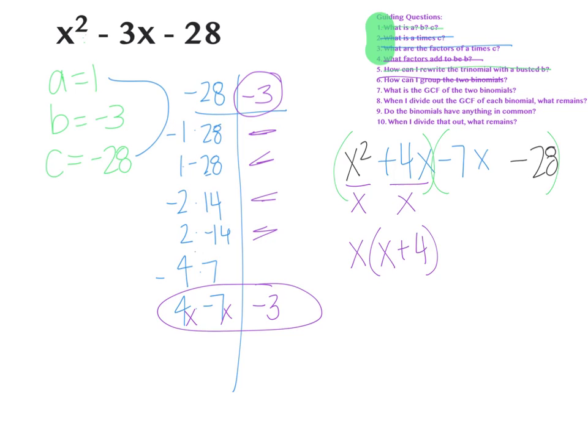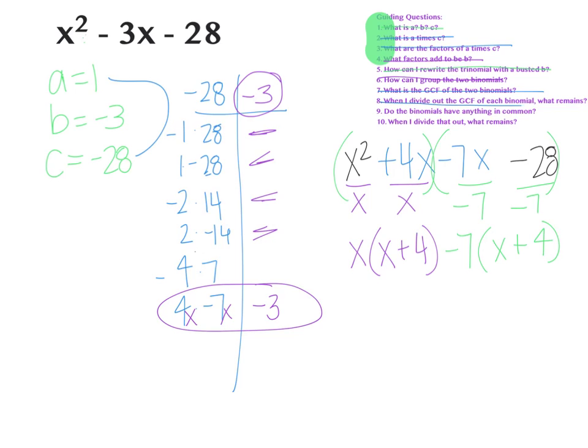Kind of going out of order here. Negative 7x and negative 28. So I see that that first term is negative, so I need to take out a negative. And 7 and 28 share a 7. So I'm taking out a negative 7, and what remains is x plus 4. Because negative 7x divided by negative 7 is a positive 1x, and negative 28 divided by negative 7 is a plus 4.